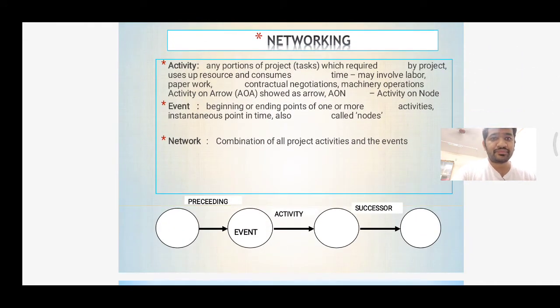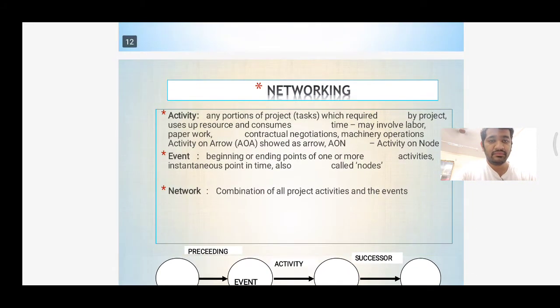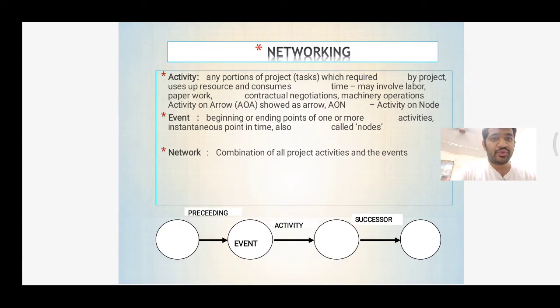Networking activity: any portion of the project task which is required by the project, uses up resources and consumes time, may involve labor, paperwork, contractual negotiations, machinery operations. Activity on arrow, AOA, shows activity on arrow.